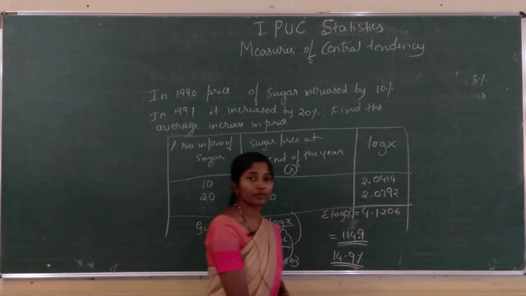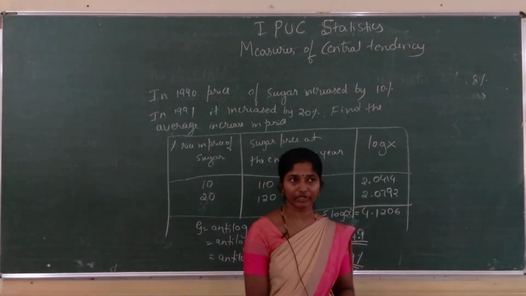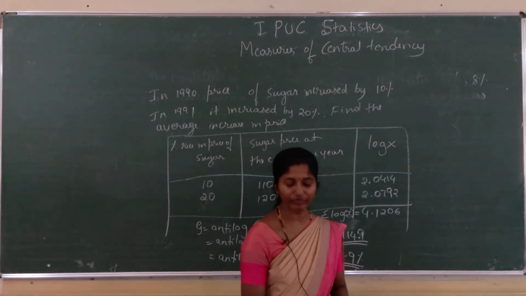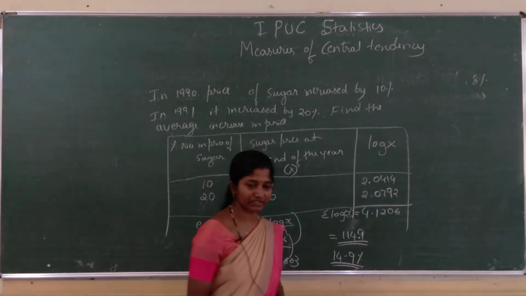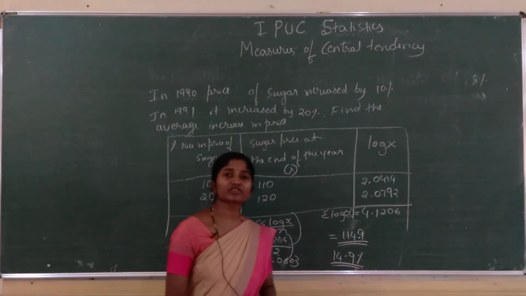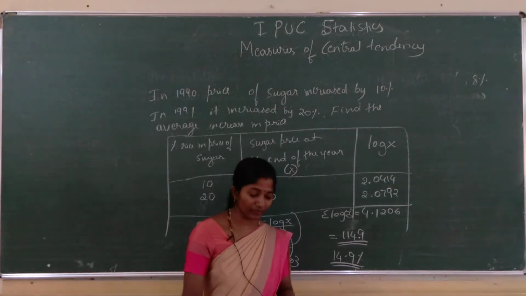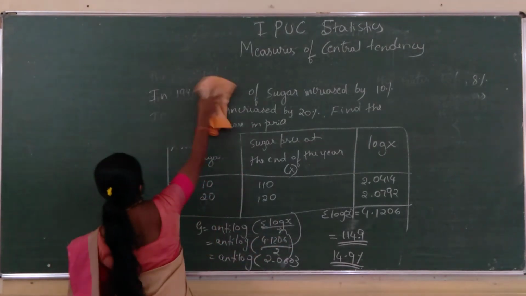Okay, enough problems, this much is enough. Next we will learn the merits and demerits of the geometric mean. Here the merit is that it is based on all the values, the same as what you have studied in the arithmetic mean, and it is well defined by a mathematical formula. I will write here.